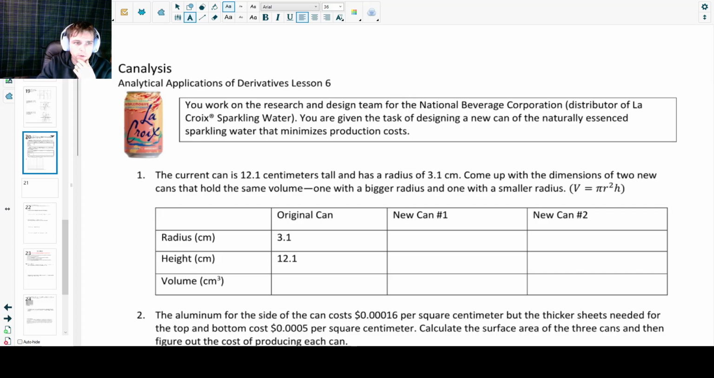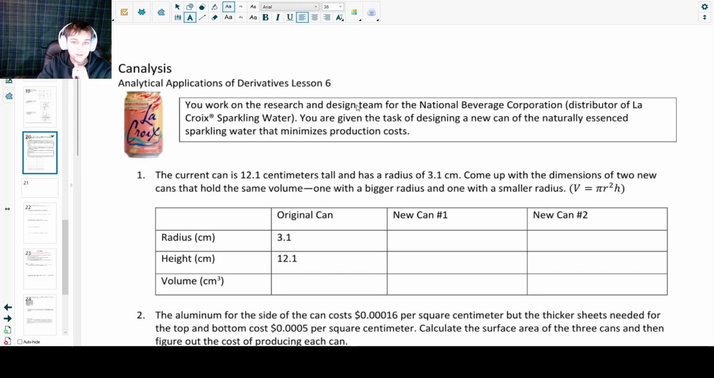All right, welcome. We're going to go ahead and look at optimization today. So we're going to be looking at finding minimum and maximum values in some applied contexts. We're going to investigate a problem about the cost of producing a can. So here we have our scenario.